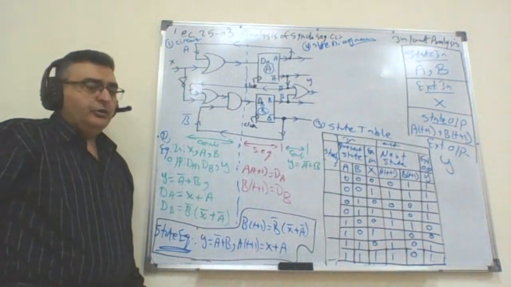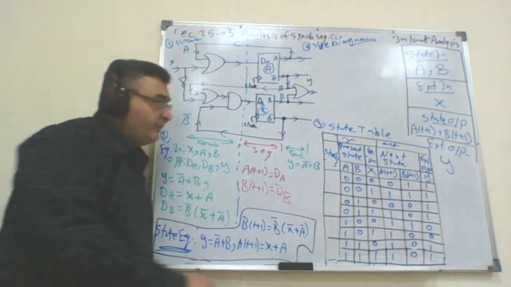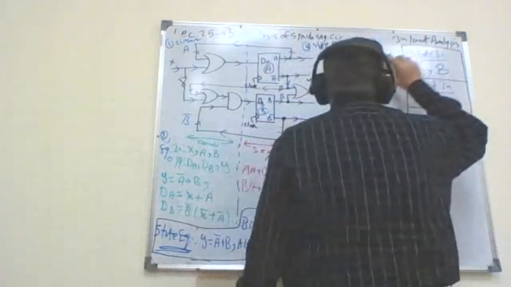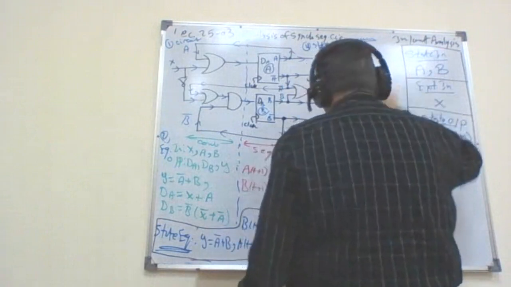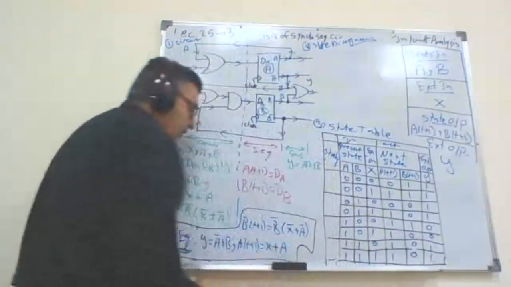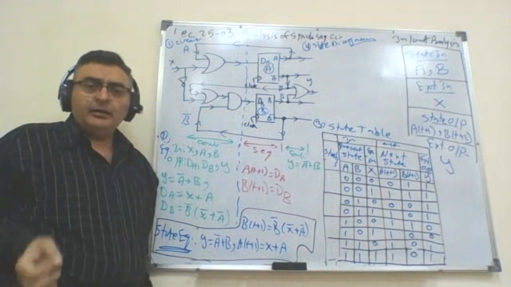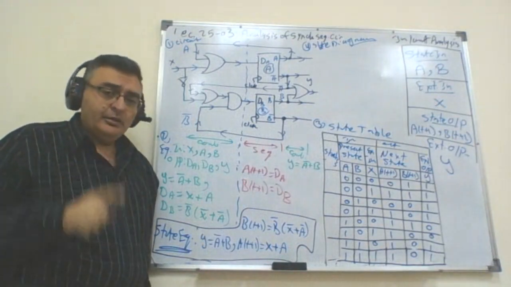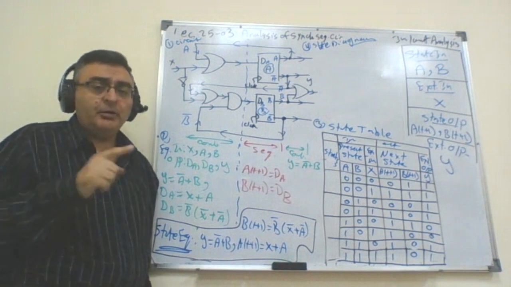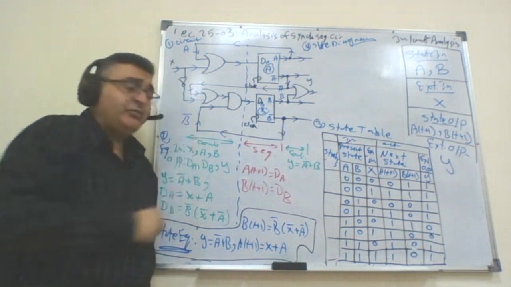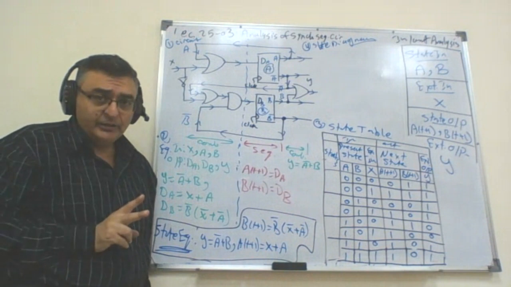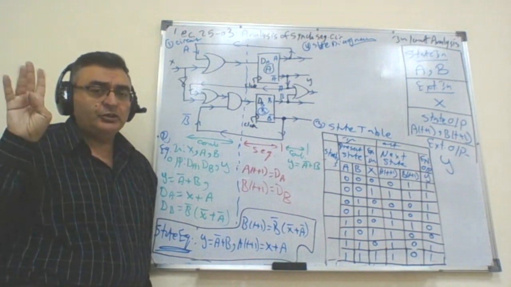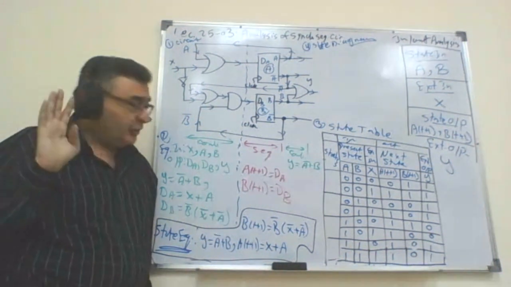The state diagram for this circuit. I don't want to erase it, but let us think about it. A state diagram is circles and arrows. How many circles? The number of states is 2 to the power of the number of flip-flops. How many flip-flops do you have here? You have 2 flip-flops. That means 2 to the power 2 is 4. I have 4 states. I have 4 circles.